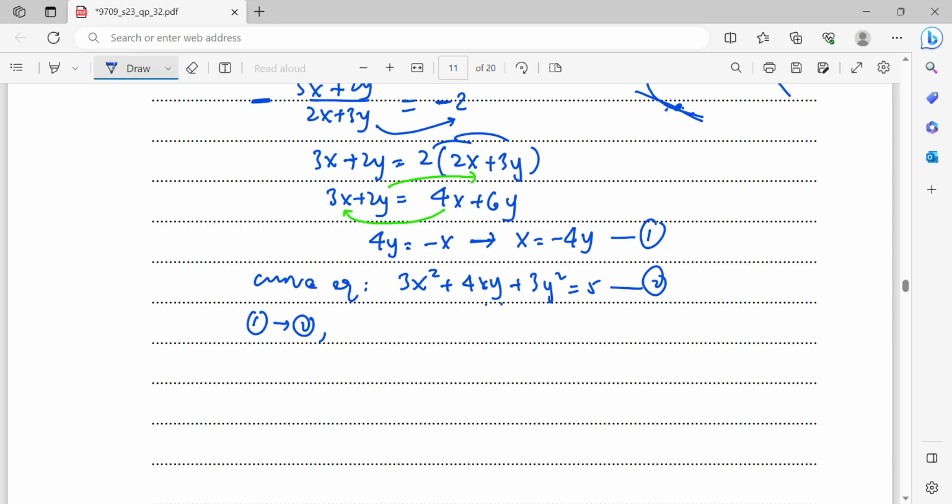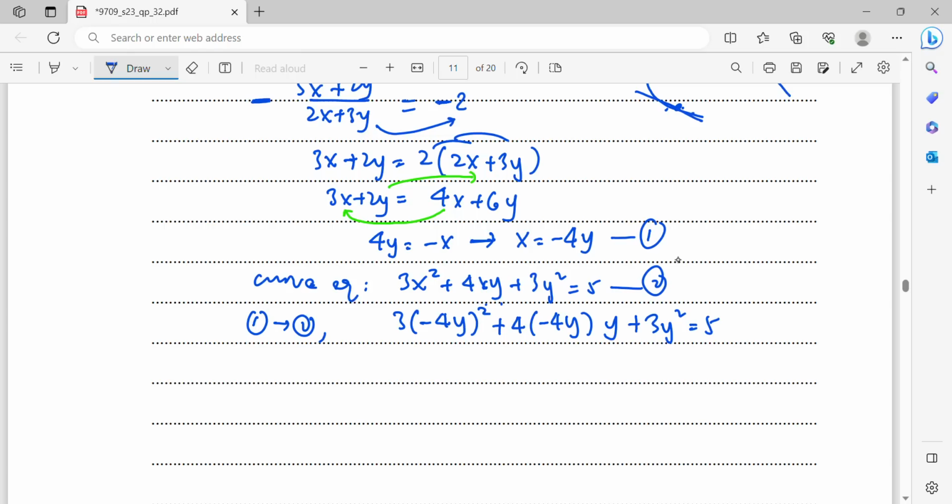to avoid any fractions. Alright, so here will be 3 bracket minus 4y squared. That is my 3x squared plus 4x. The x will be replaced by minus 4y. Then together with the y and plus 3y squared equals to 5.